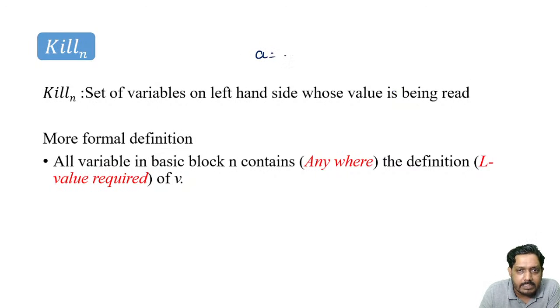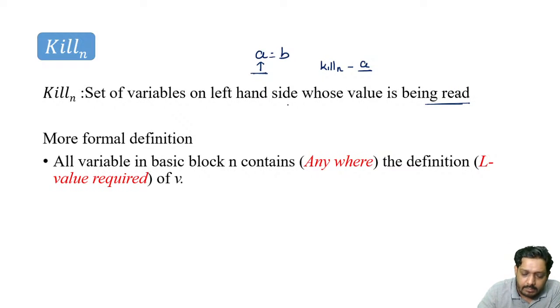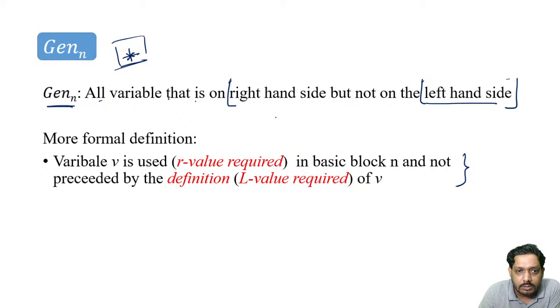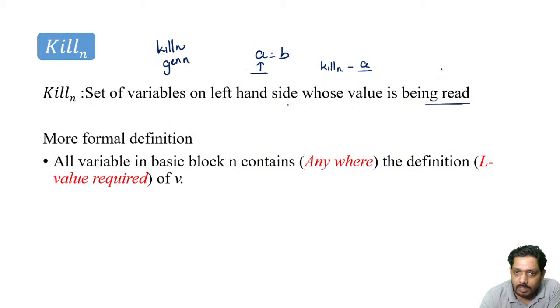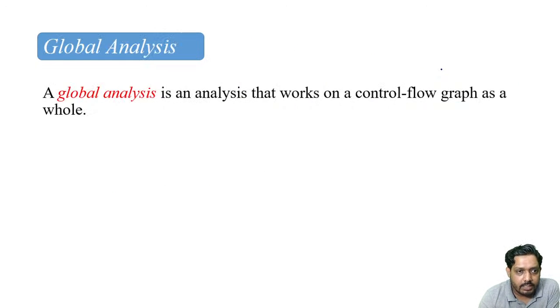So as I said, a is equal to b, so that b will be gone. So Kill n is the set of variables, in this case a, those values being read. So the set of variables on the left hand side whose value is being read. So I think आपको पता चल गया होगा, kill n, what is your kill n, what is your gen n. Gen n is all the variables that are on the right hand side but not on the left hand side. Okay, so this is Gen n, and now we are ready for our global analysis.